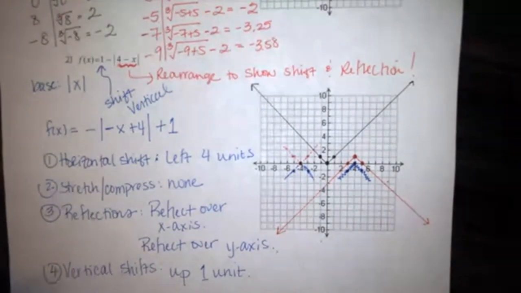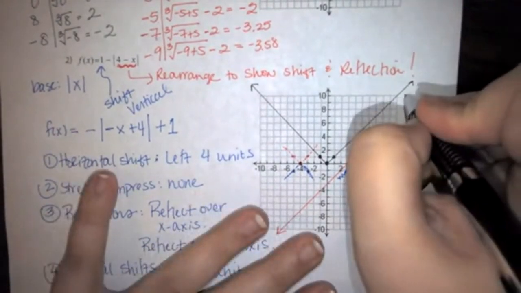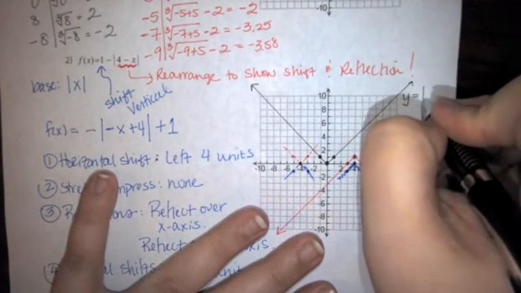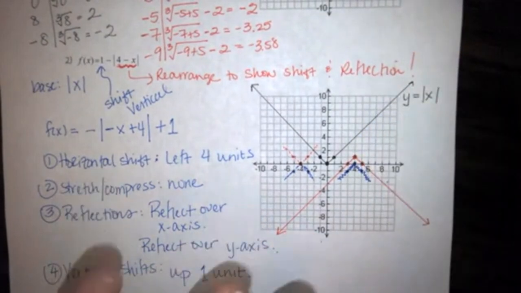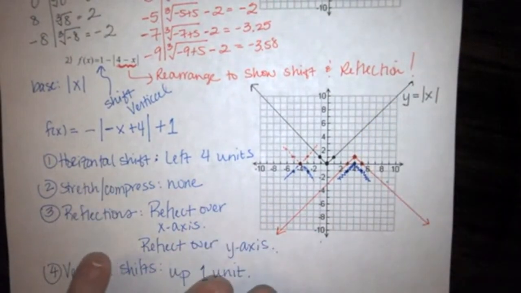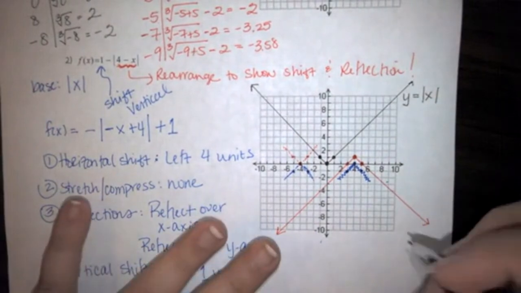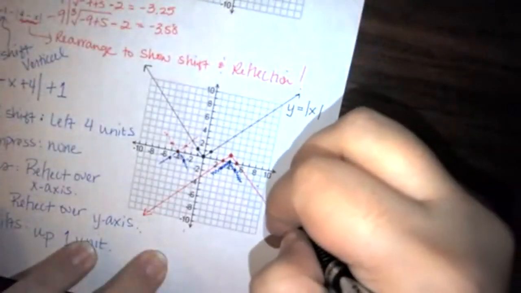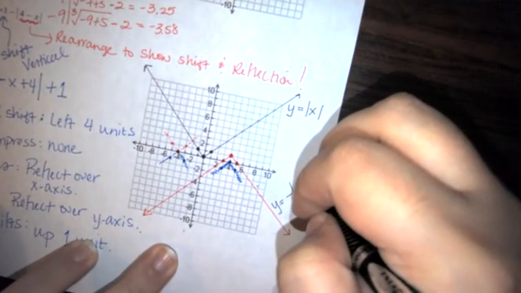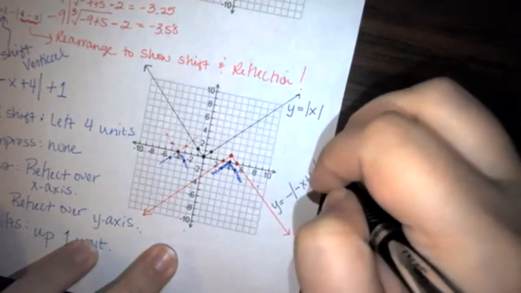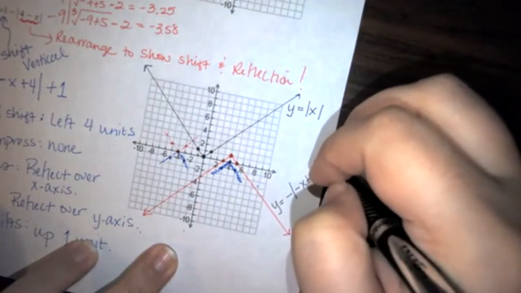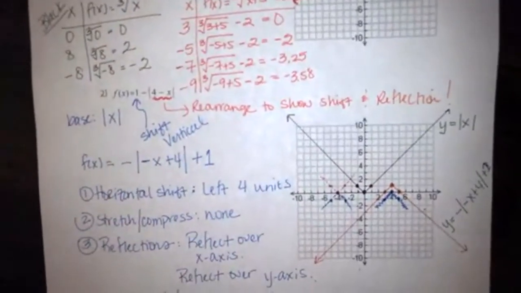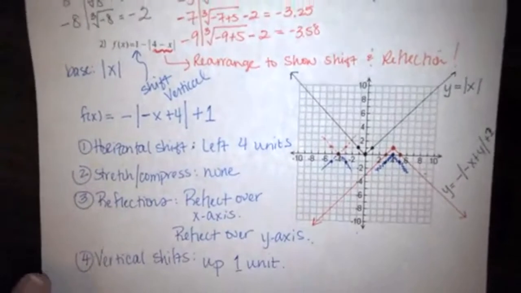So what I have here is this as my base, so this one is y equals the absolute value of x. And then I have my actual graph. So this one down here is that y is negative absolute value of negative x plus 4 plus 1. Of course, I kind of ran out of space. I probably could have done that better. But there, at least it's labeled. Okay, so that is what you have to do.